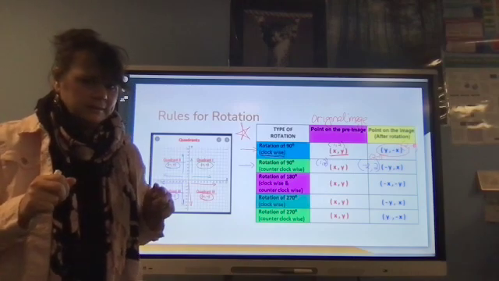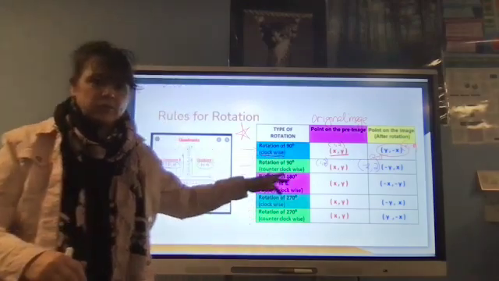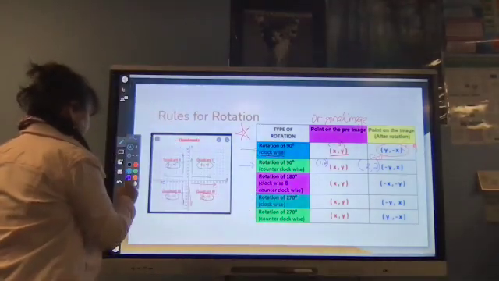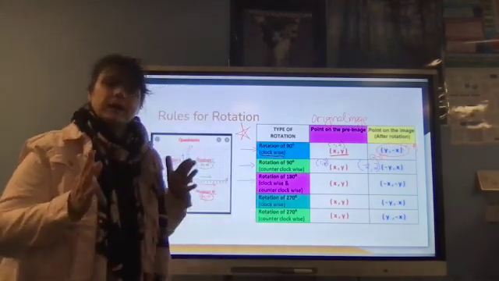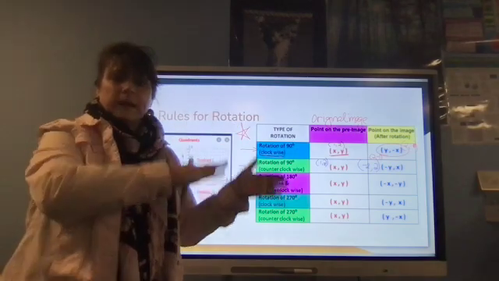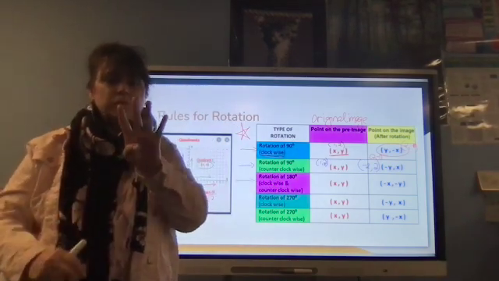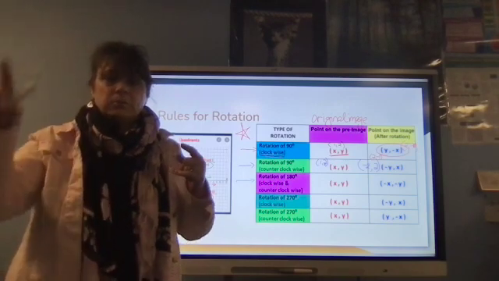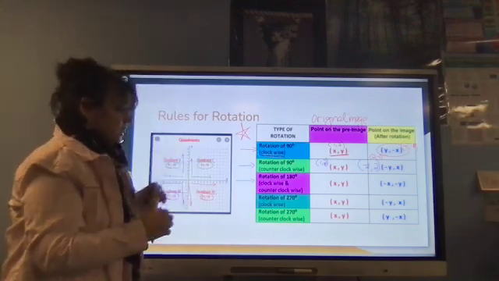So far so good? If not, just pause and rewind and go back through that again. Let's try another one. So now let's rotate 180 degrees. And remember I said it doesn't matter if you're going counterclockwise or clockwise with rotation. Since there are 4 quadrants, if you're rotating 180 degrees, you're rotating 2 quadrants. So that's halfway in both directions.